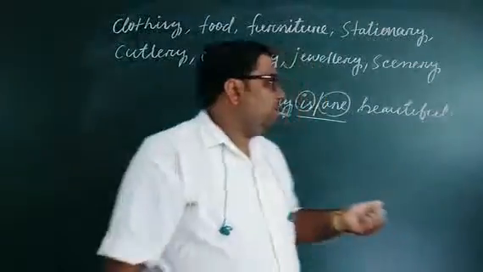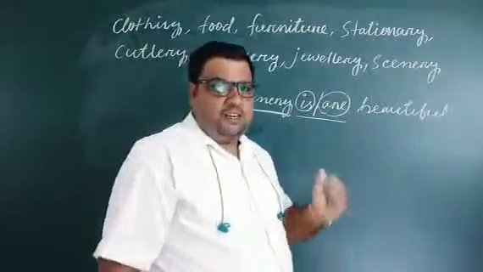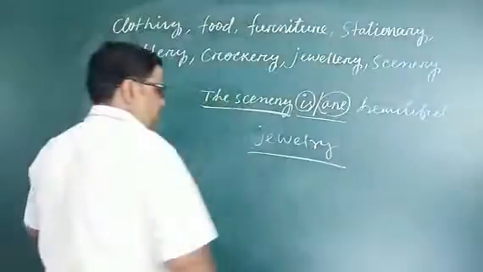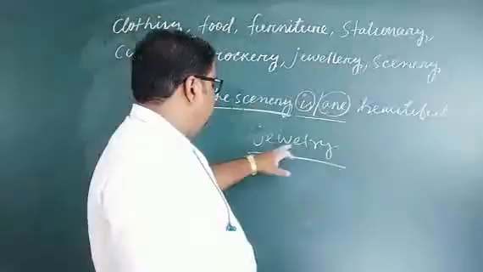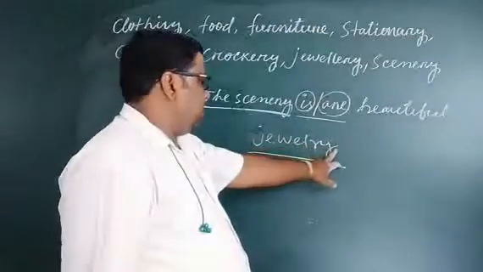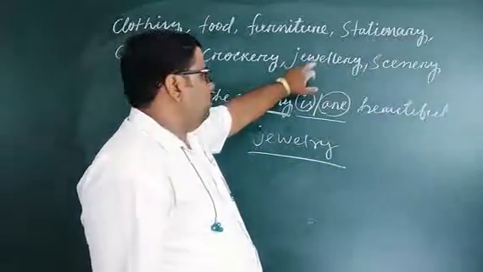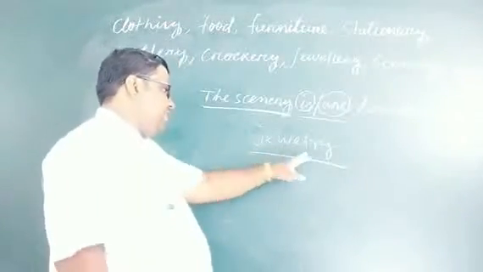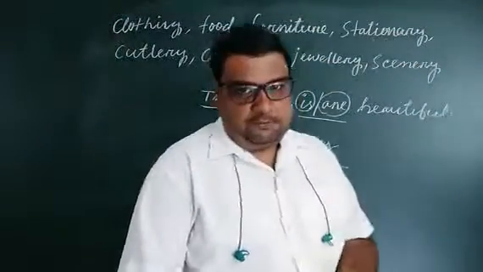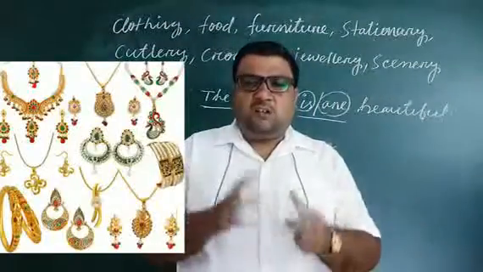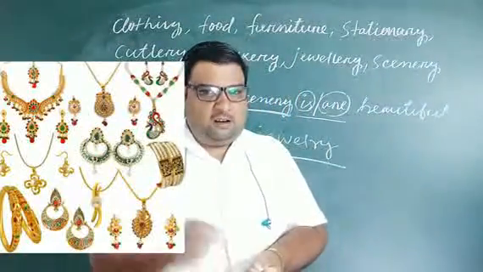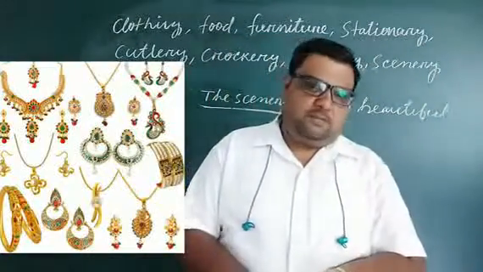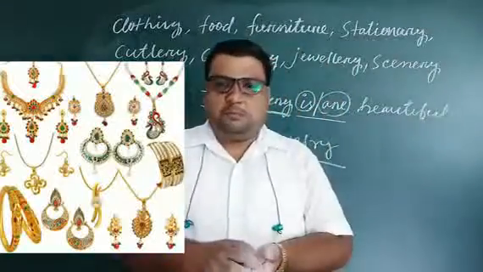Cutlery, crockery. Another word is jewelry. We can also say jewellery. It is American term, it is British term. We Indians also use jewellery, but in America they write jewelry. What is jewelry? Jewelry means the collection of ornaments like rings, earrings, necklace, bracelets. So jewelry is uncountable.